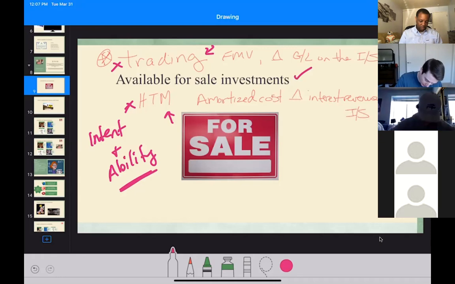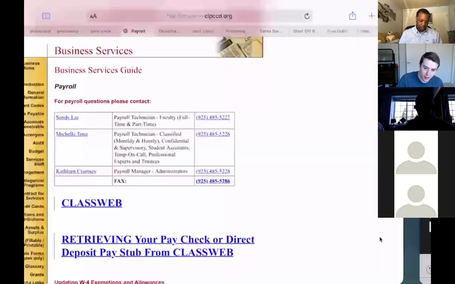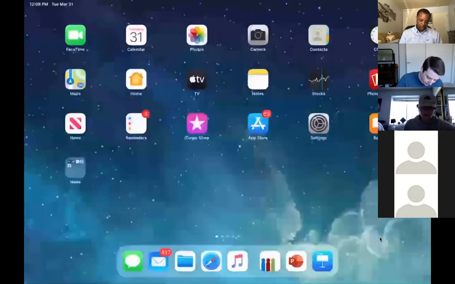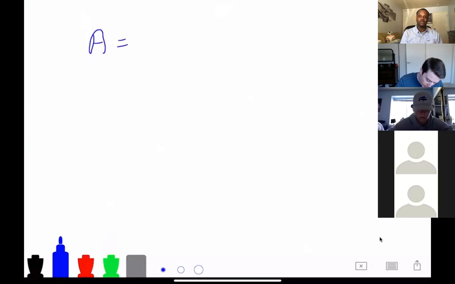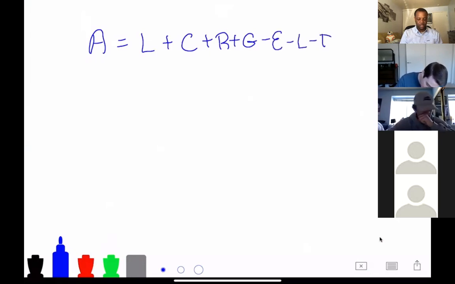Let me pause for a second. Let's back this up a little bit, because I want to show you, you all remember the accounting equation, right? Assets equals liabilities plus capital plus revenue plus gain minus dividends minus losses. You all remember that?